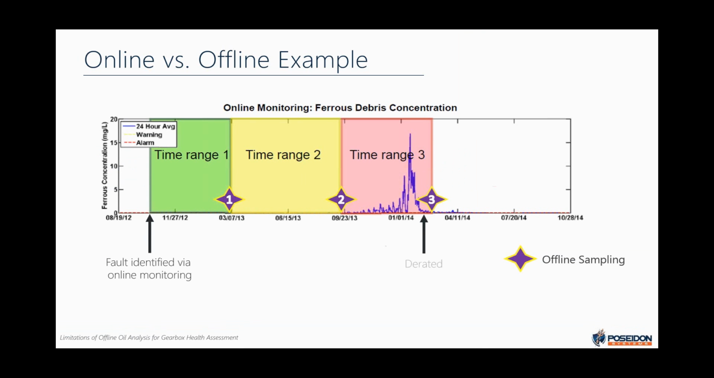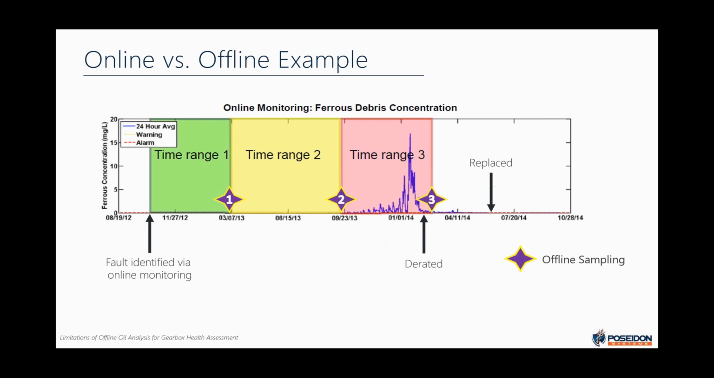So this plot here shows about 2 years worth of data from online ferrous concentration from a wind turbine. The stars on the plot represent each time when an offline oil sample was taken. This turbine ended up needing a gearbox replacement and got one in the middle of 2014, where it's marked with the black arrow. The online wear debris sensor tracked the propagation of this fault and originally identified it as an issue as early as October 2012.